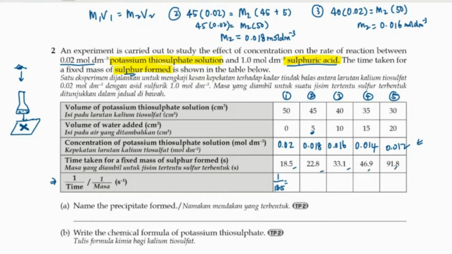So how to calculate the 1 over time? Very simple. It's 1 over the time, 18.5. Can you calculate what is the value? 1 over 18.5, we round to 2 decimal places. What is the value, class? You will get 0.05. Correct.